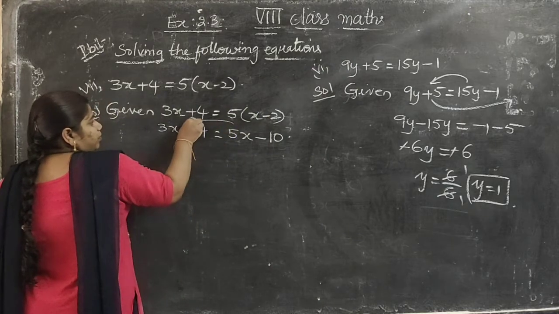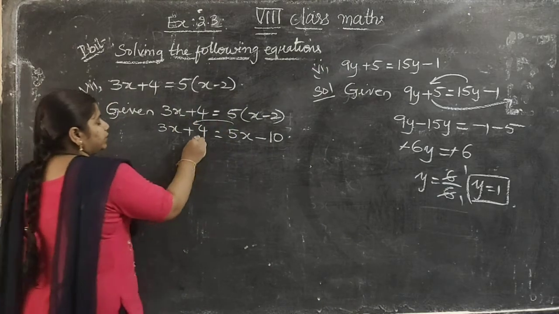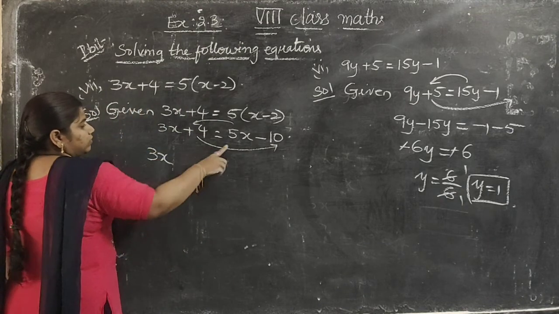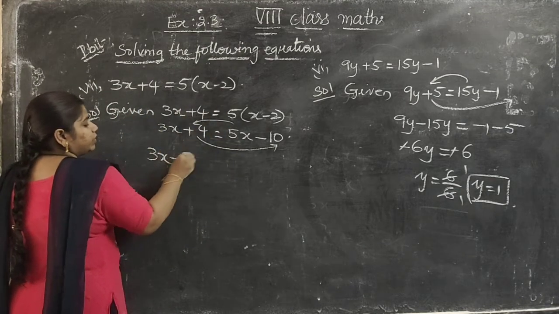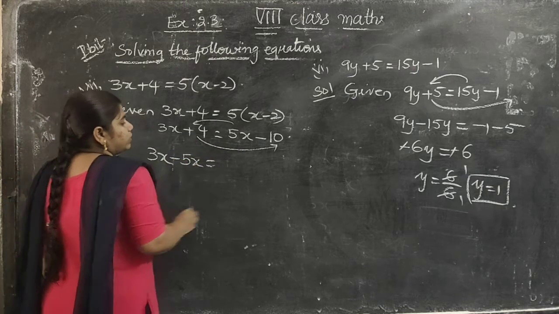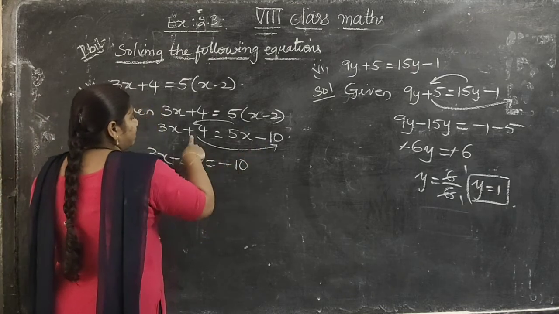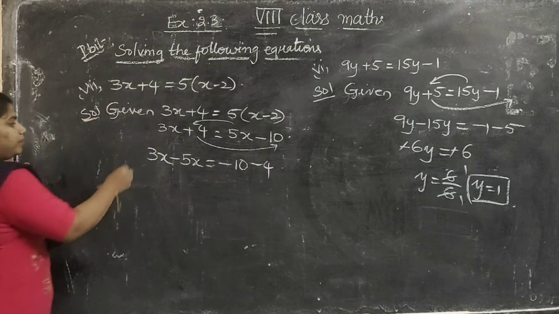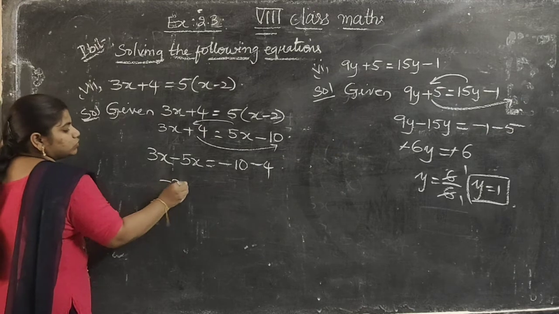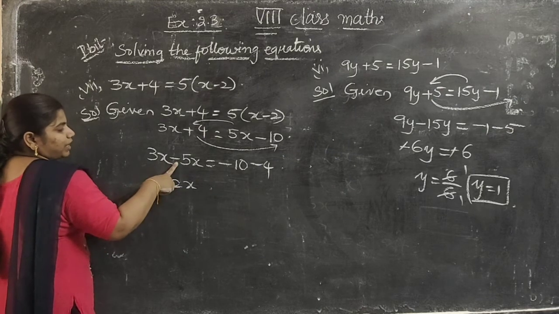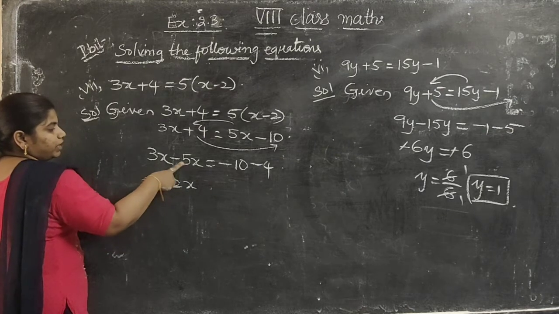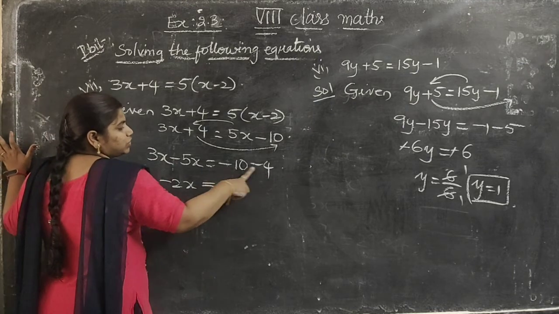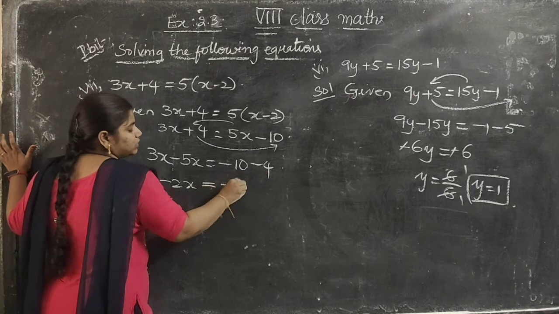Now this has been converted into the form as in the previous problems. Now bring all the variables to one side and take all the constant values to the other side. So 3x, this plus 5x if you transpose, that will be minus 5x is equal to minus 10, plus 4 if you transpose, that will be minus 4. So 3 minus 5 will be minus 2x, is equal to minus 10 minus 4, which will be minus 14.